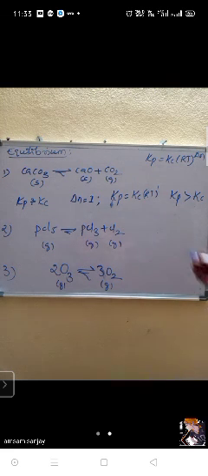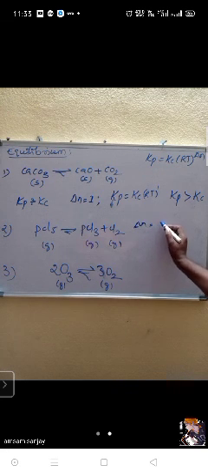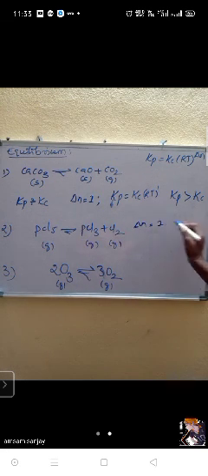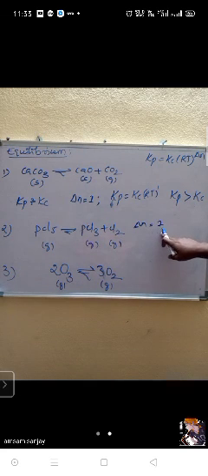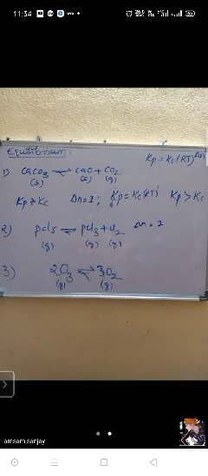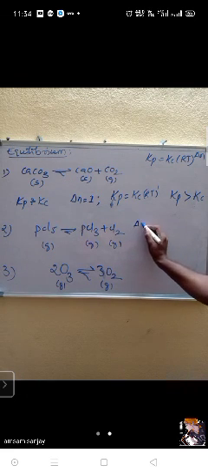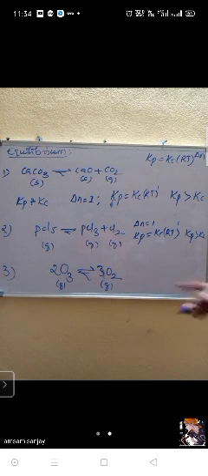Next question, what delta n value did you get? Delta n value 1 you got, no? Very good. See, it is 1 plus 1, 2 minus 1, so delta n is equal to 1. Same, Kp is equal to Kc (RT) whole power 1, then it becomes Kp greater than Kc.